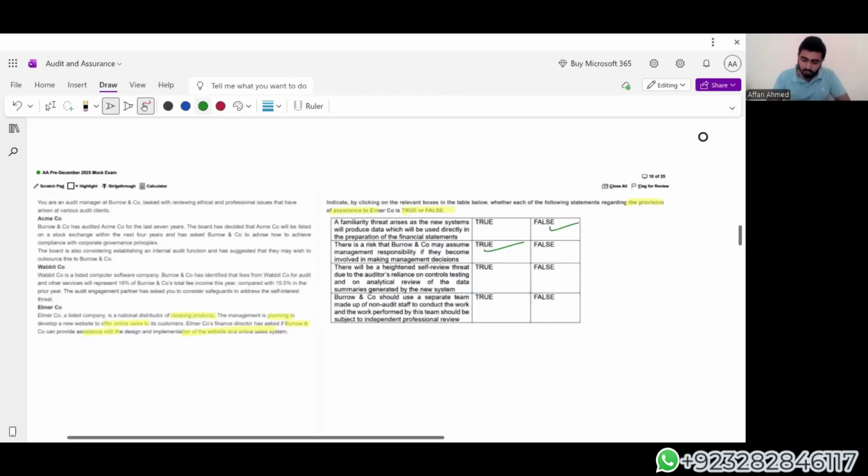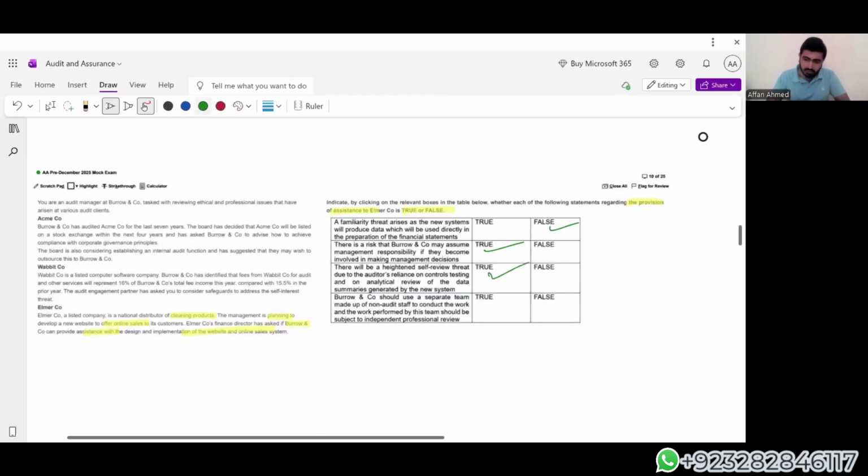Next, there will be a heightened self-review threat due to the auditor's reliance on controls testing, and on analytical review of the data summaries generated by the Newman systems. The self-review threat has increased because we are going to use the data that is coming from the website for the audit, and it will increase the chances of having errors, and we are not going to highlight them. So this is true as well.